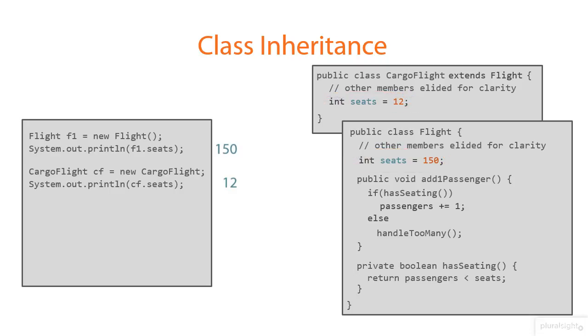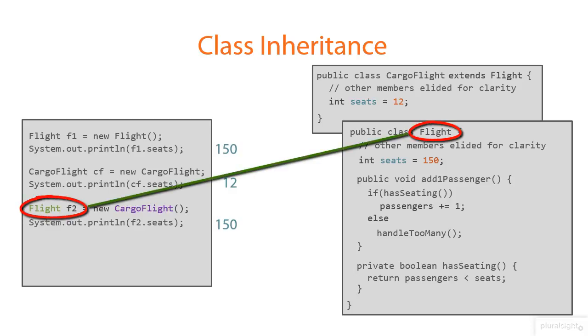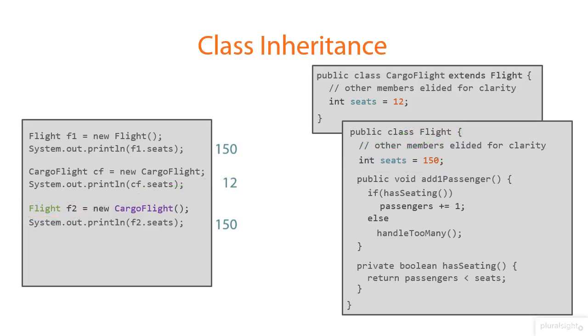But now something unexpected can happen. If I create an instance of the cargo flight class and assign it to a reference of type flight that we've called F2, when we print out f2.seats, what we will actually get is the value 150. That's because the seats value of 12 is only visible when the instance is being worked with as a cargo flight. Because the reference F2 is of type flight, it doesn't know anything about the seats value of 12. It only knows about the seats value of 150. That becomes really important as we start using methods from the base class.